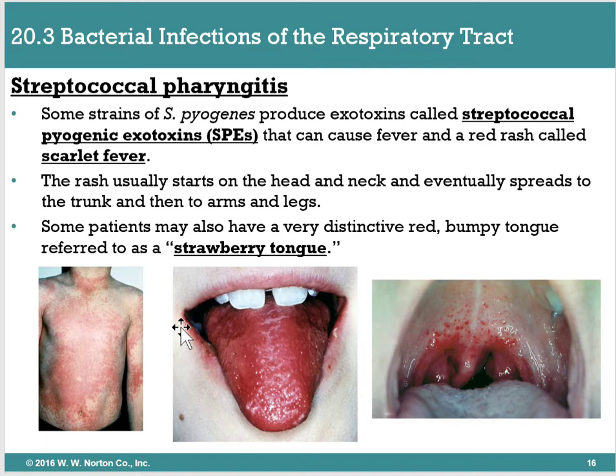For the most part, adults, if we get strep throat, you'll get that cherry throat. Now with children, a lot of times they're more prone to getting the strawberry tongue as well as the rash. This has to do with that exotoxin being produced. So if S. pyogenes is producing that exotoxin, a lot of times you'll see these two clinical presentations. Okay, so keep that in mind.